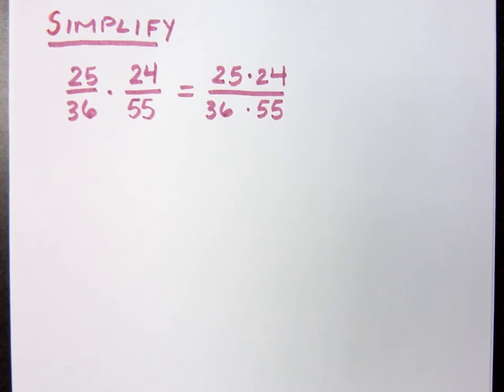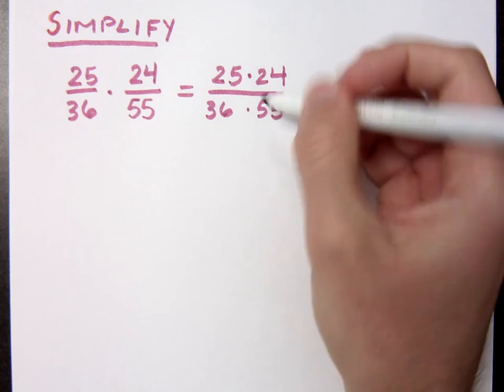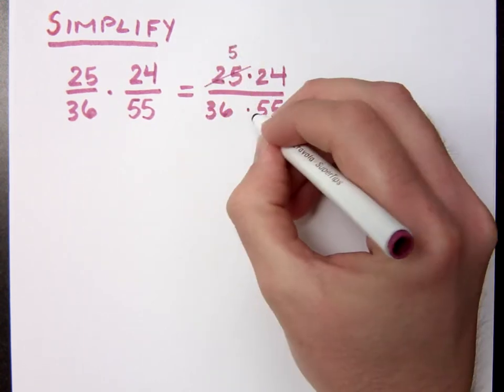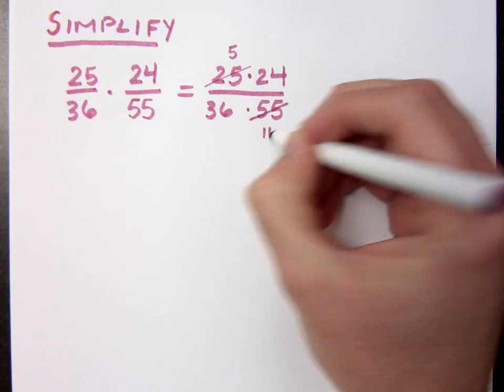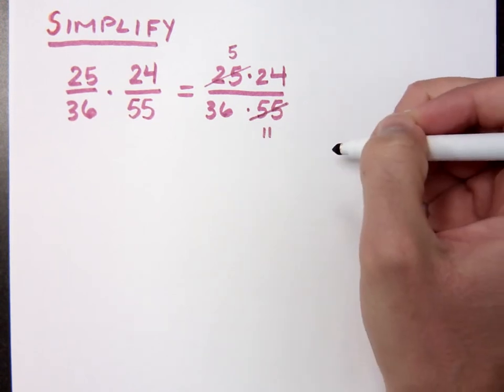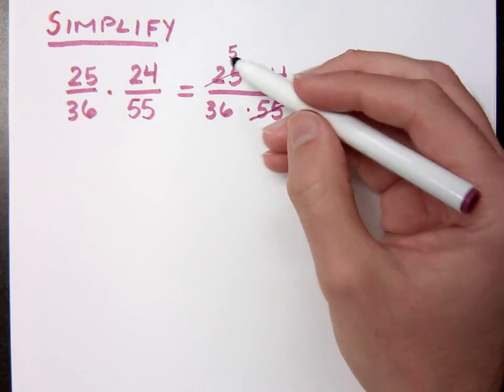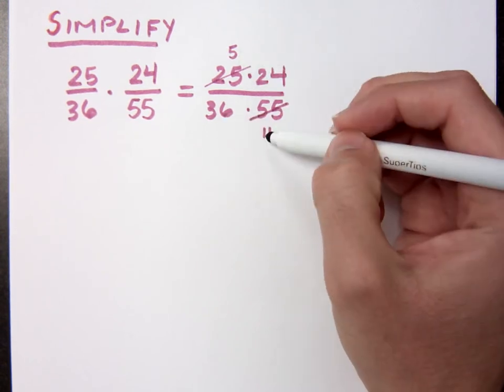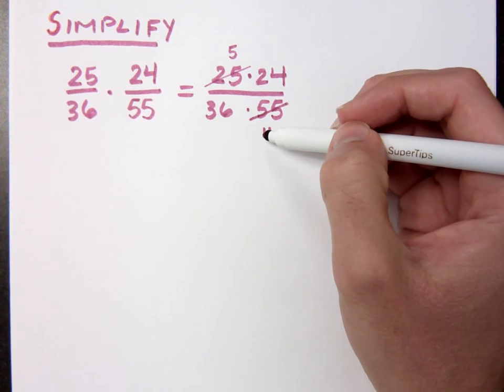There's a common factor of 5 between these two, right? So 5 goes in here 5 times, and 5 goes in here 11 times. Okay? Now can 5 reduce with the 36? Can 5 reduce with the 11? No, and remember, we're never canceling side to side here. It's always something in the numerator with something in the denominator.